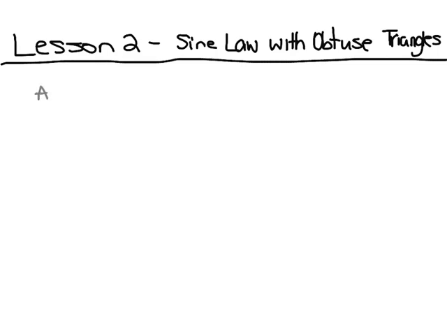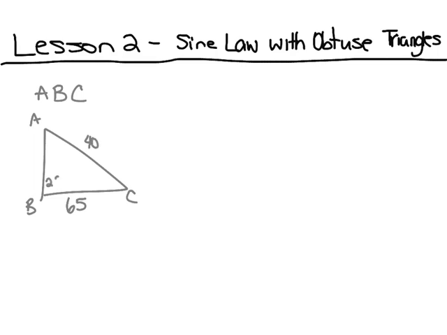In triangle ABC, let's draw it. Draw a quick sketch. Side a is 65 centimeters. Side b is 40 centimeters. And angle B is 23 degrees. While we're doing our sine law, we are going to look for sine of A. Now there's two possible options here. It could either be an acute angle or an obtuse angle.